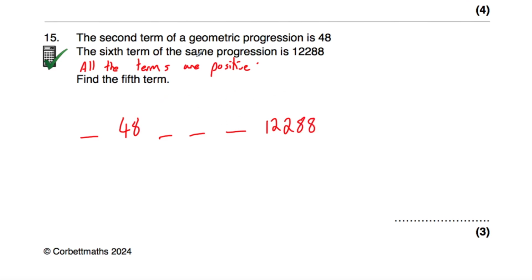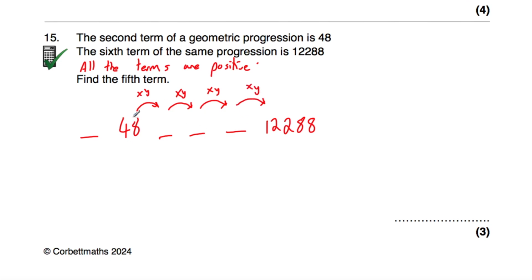Because this is a geometric progression, we're multiplying by the same number each time. So we're multiplying by a number, perhaps y. We multiply the second term by y, that'll give us the third term. We multiply the third term by y, that'll give us the fourth term. If we multiply that by y, we'll get the fifth term. And if we multiply that by y, we'll get the sixth term.